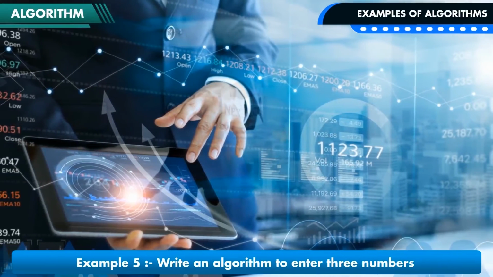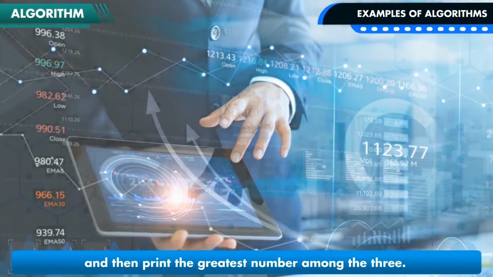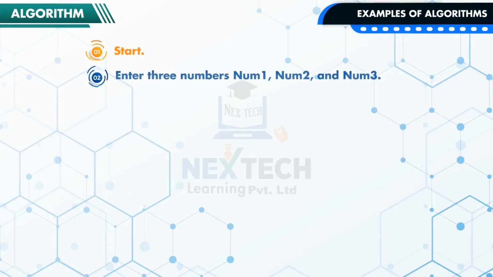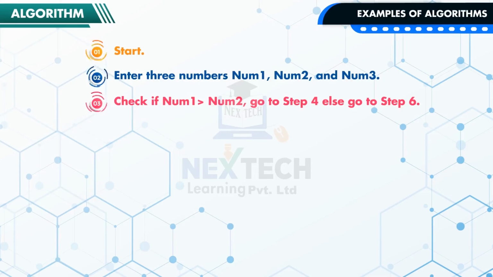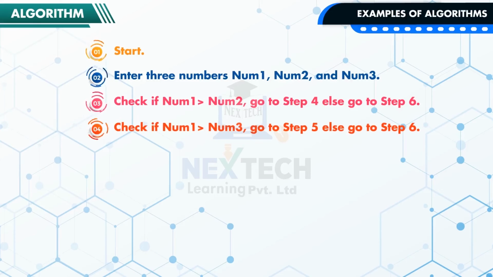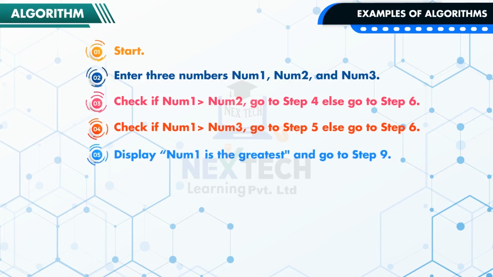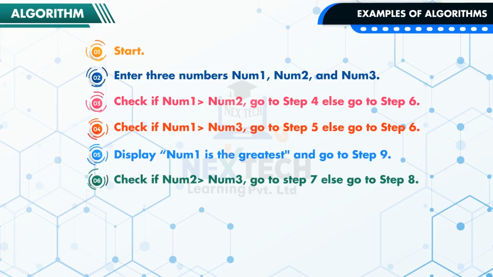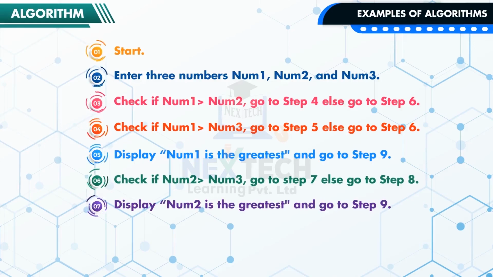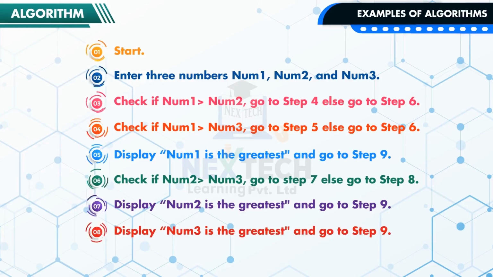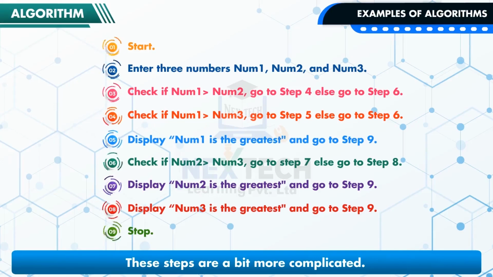Let us now complicate the same algorithm a little more by introducing a third number. Example 5. Write an algorithm to enter three numbers and then print the greatest number among the three. Step 1. Start. Step 2. Enter three numbers, num1, num2 and num3. Step 3. Check if num1 is greater than num2. Go to step 4, else go to step 6. Step 4. Check if num1 is greater than num3. Go to step 5, else go to step 6. Step 5. Display num1 is the greatest and go to step 9. Step 6. Check if num2 is greater than num3. Go to step 7, else go to step 8. Step 7. Display num2 is the greatest and go to step 9. Step 8. Display num3 is the greatest and go to step 9. Step 9. Stop.